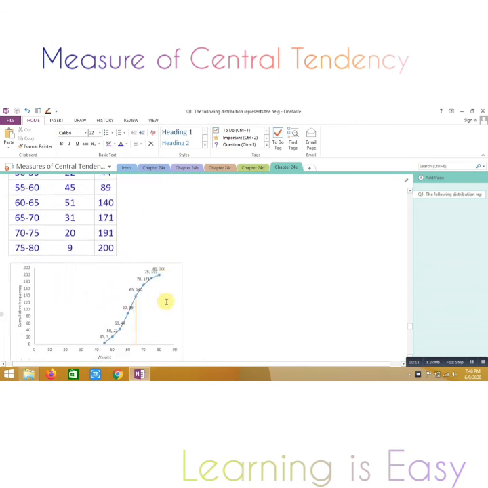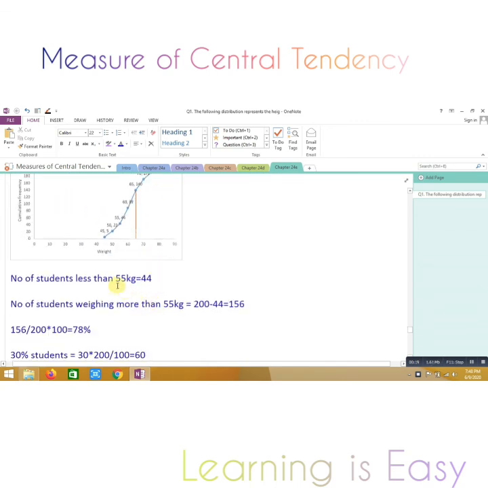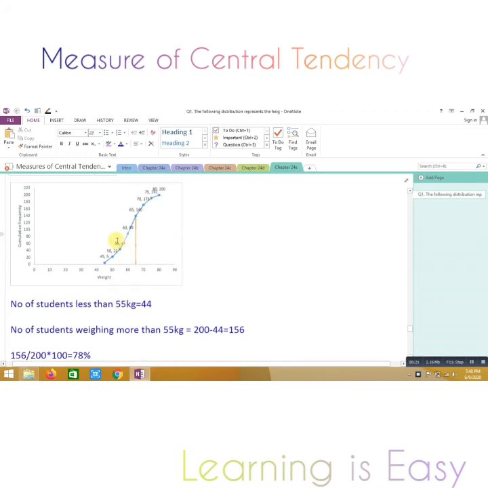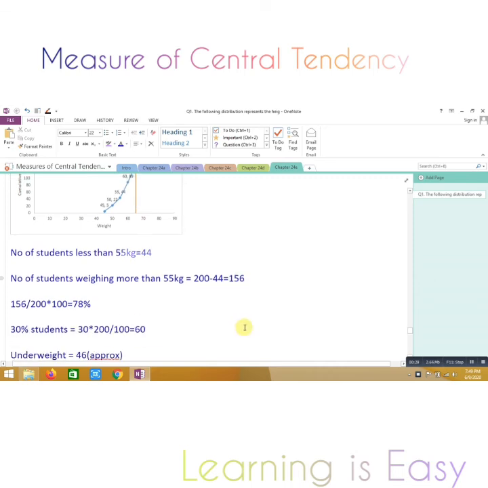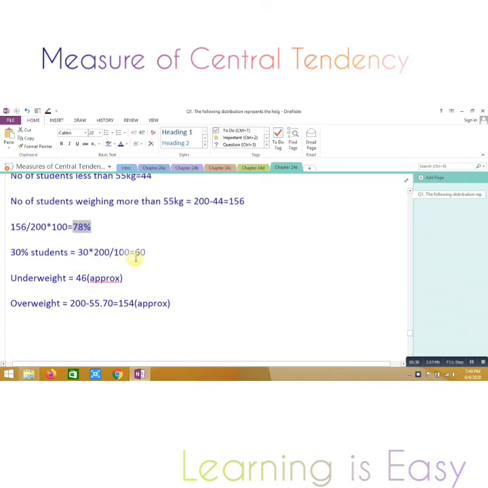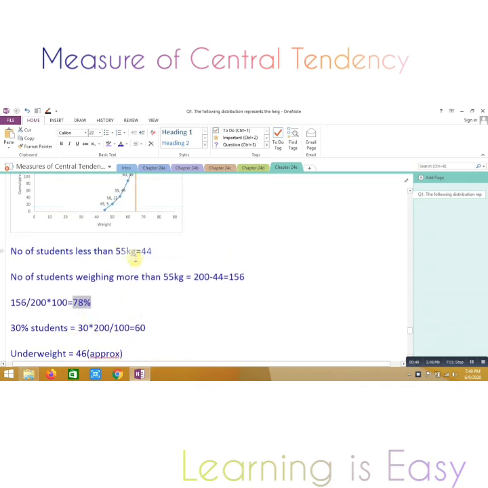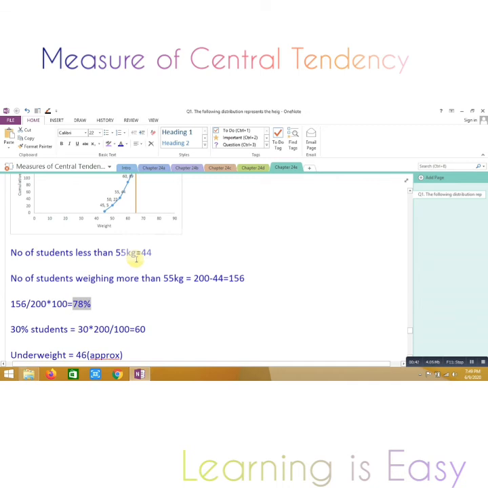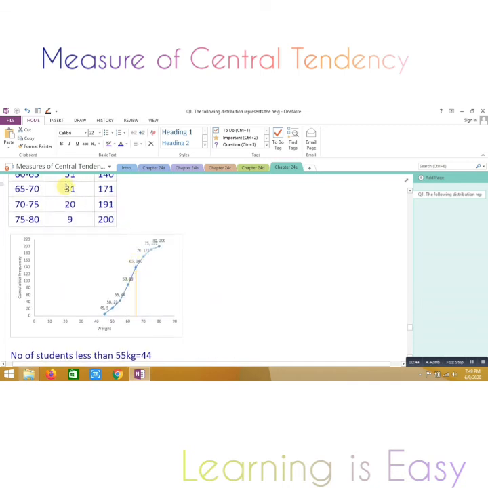So first we need to find the cumulative frequency to draw a graph. Then less than 55 kg is a direct value in the graph. With that we can find greater than 55 kg by subtracting those numbers. And we have to convert it into percentage as it's been asked to give the value in percentage. And for the heaviest 30% students, the count is 60 students. Then we need to calculate the underweight and overweight based on the standard weight they have mentioned.